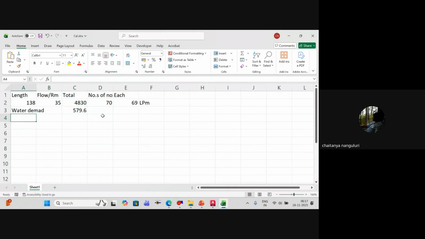So your pump capacity will be 4830 LPM. Understood or not? And your water should be for 120 minutes of this particular one. So obviously it will be 579.6 cubic meters volume of water. So this tank will be an additional requirement to your existing fire requirement.